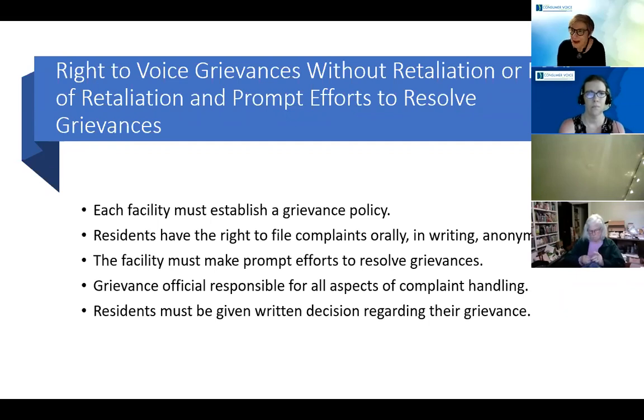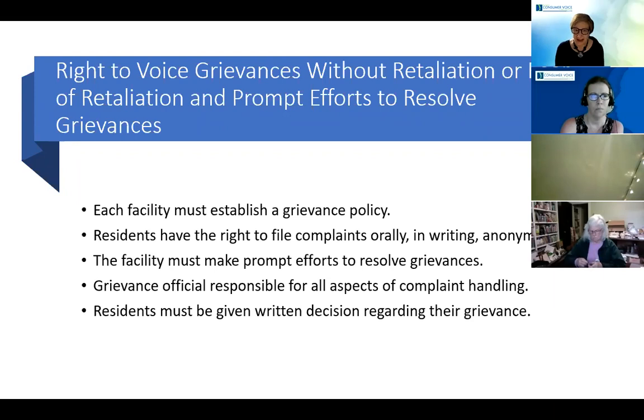Now, I want to point out that the grievance official doesn't have to be the one that does every single aspect of the complaint handling process, but they are responsible for making sure that all the steps are taken and for making sure that the process from the beginning to the end is followed. So residents have to be told how long the process will take.